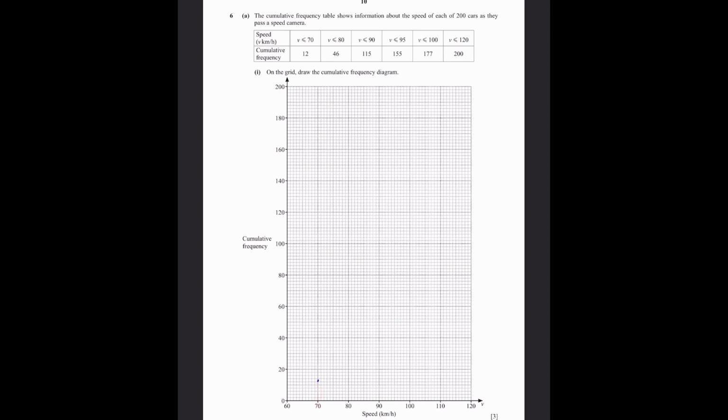So over here. And then V less than or equal to 80, we get 46, which is here. Less than or equal to 90, we get 115. Less than or equal to 95, we get 155 over here.